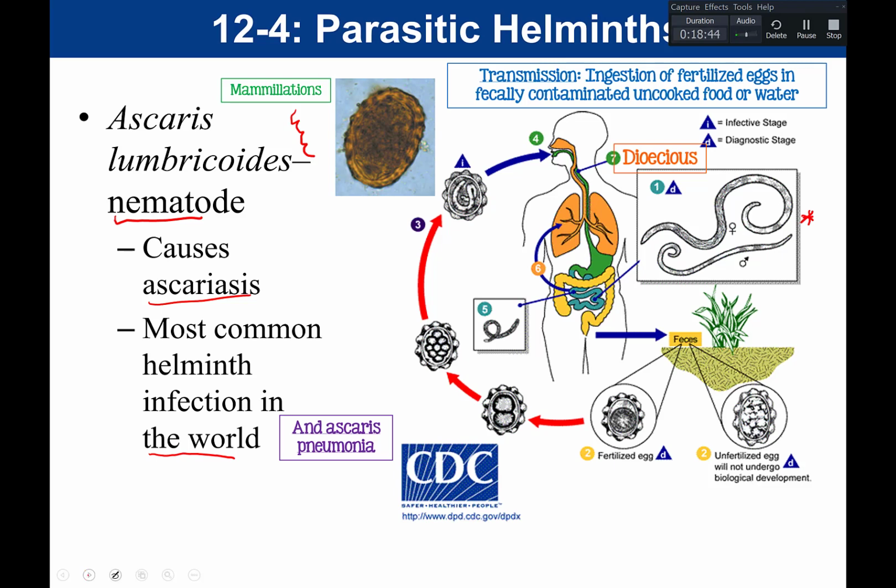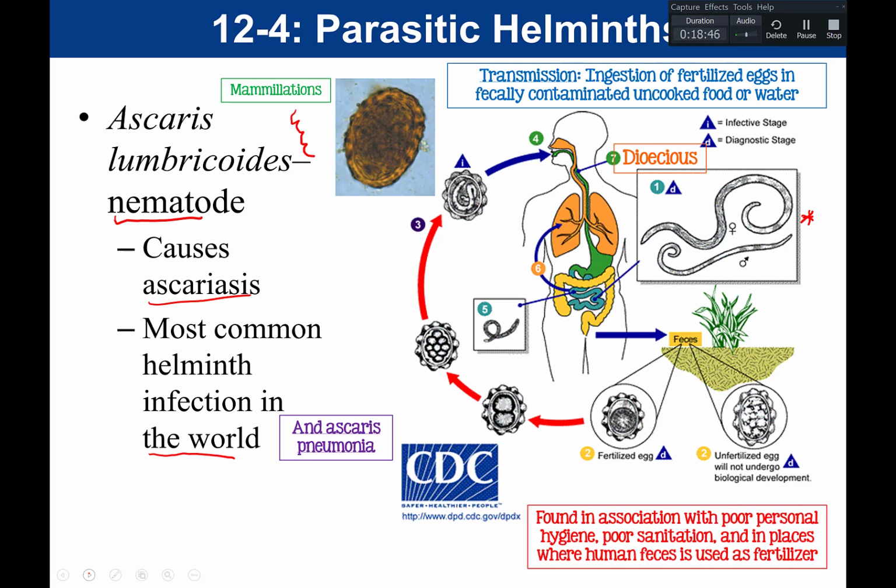And so this is also going to be common or found in association with poor personal hygiene, poor sanitation, so maybe not access to clean water, and in places where human feces is used as fertilizer. Because many times you need a fertilizer to provide nutrients that plants need to grow. And in developing and third world countries where they might not have access to commercially available fertilizer, they might use human feces as fertilizer.